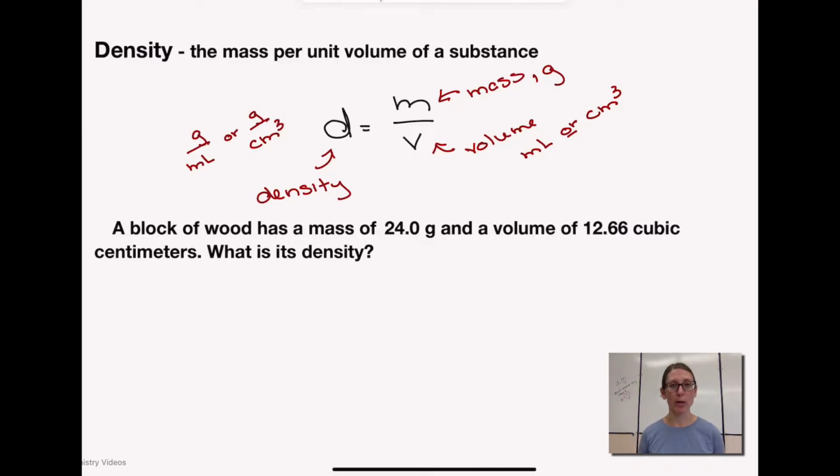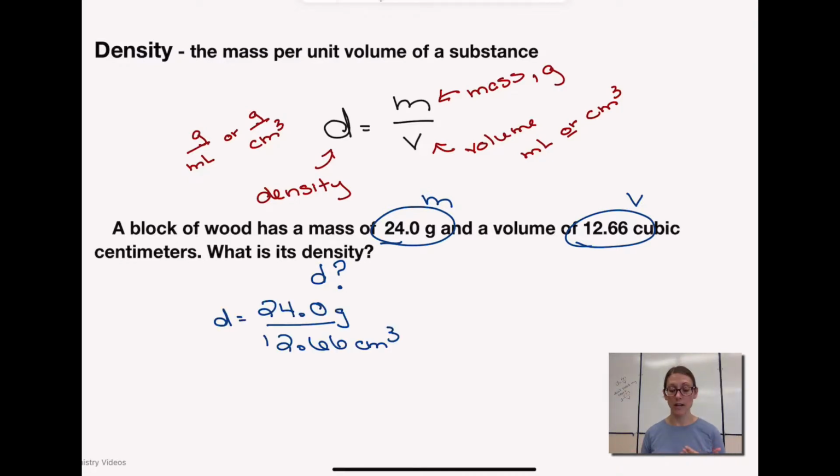So when you have a word problem, the most important thing is to read through and figure out what it's asking and what all the numbers that are there are. That way you know where to plug them in and how to do the problem. So as you look through this problem, the first number that pops out is 24.0 grams. Grams is a unit for mass, which means that this 24.0 grams, that's the mass. And then I've got 12.66 cubic centimeters. Well, that's a unit of volume. So that's the volume, and the question is, what's the density? So that's going to be our unknown. Once you have those pieces, you just need to plug it into the equation and then solve for it.